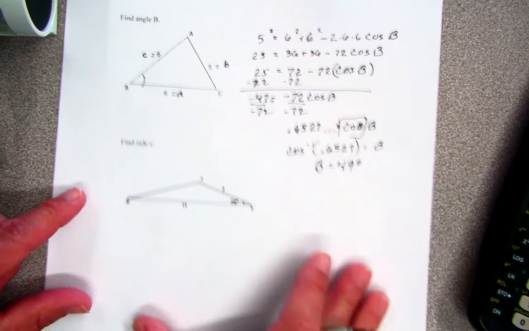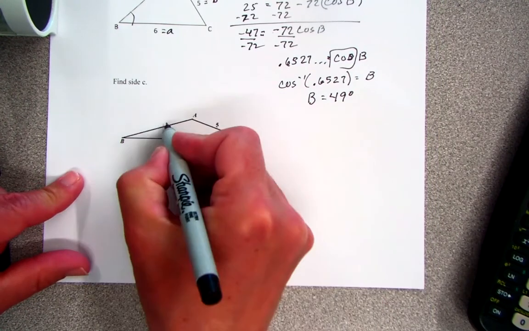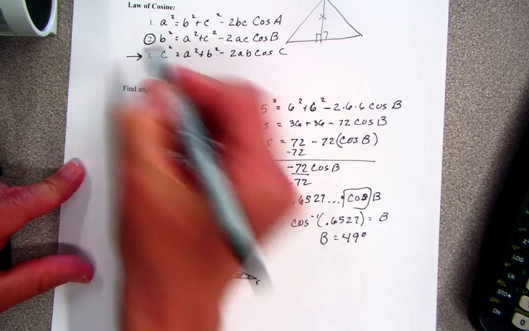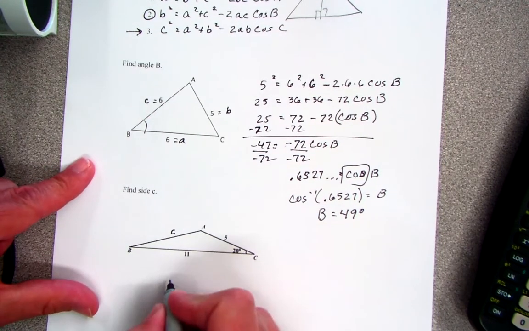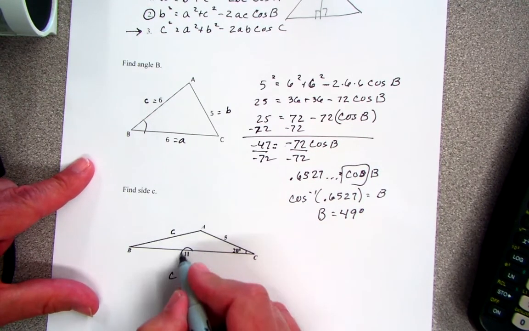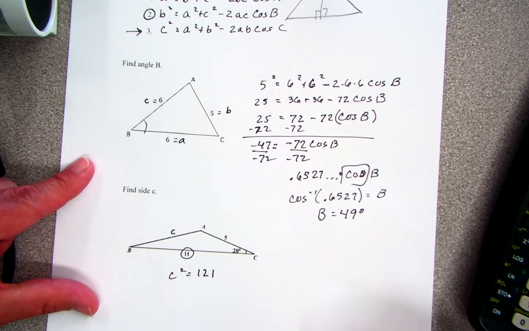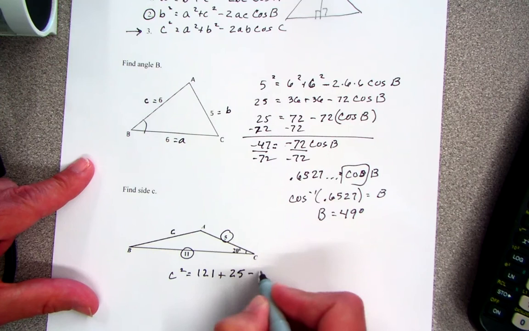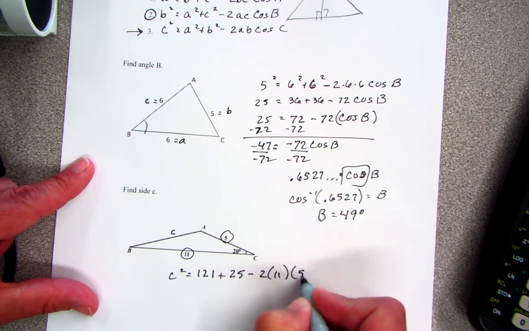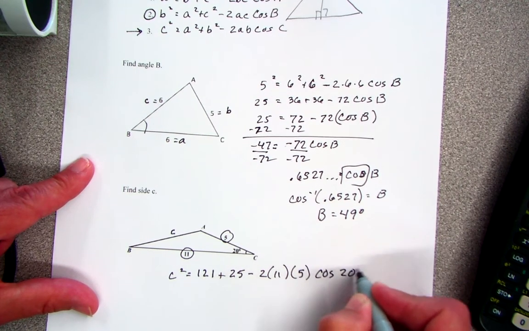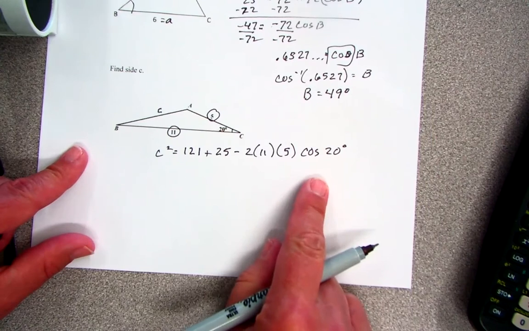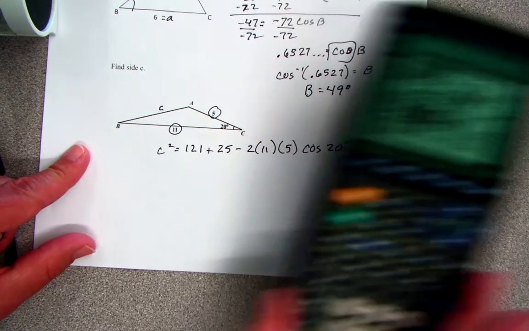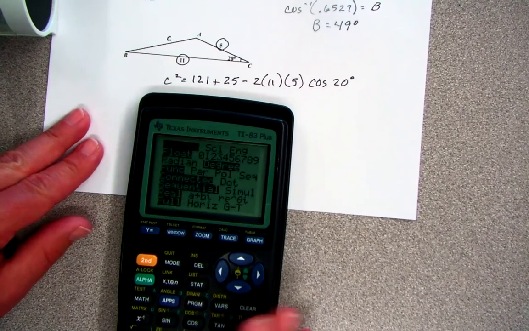Let's try the next one. The next one says find side C, so I'm looking for this. Looking at the formulas, I'm going to use this one because it deals with side C. So c squared equals a squared. I'm going to square it right now. Plus b squared, I can square that, minus 2 times 11 times 5 times cosine of 20 degrees. Now, this is pretty much all done for you. You don't have to do any solving. You can plug this into your calculator just as it looks.